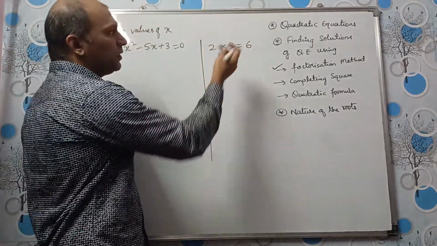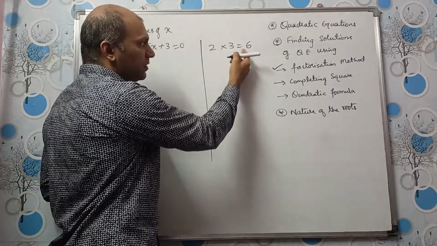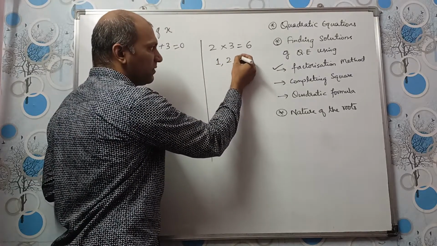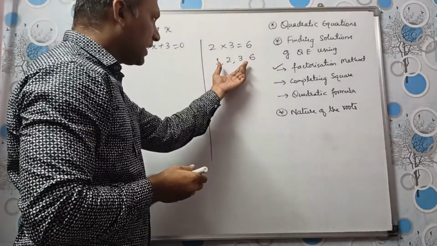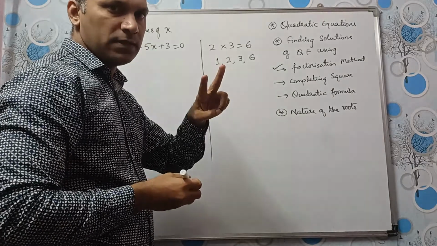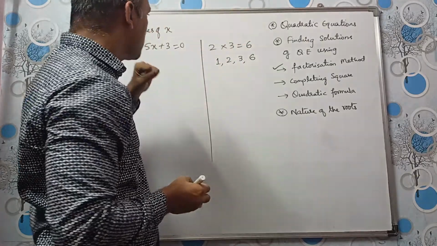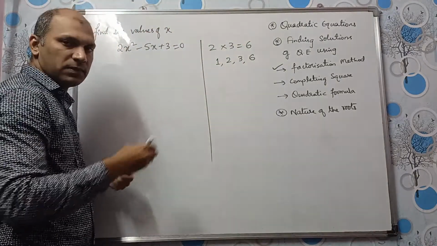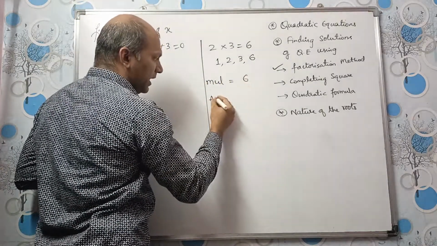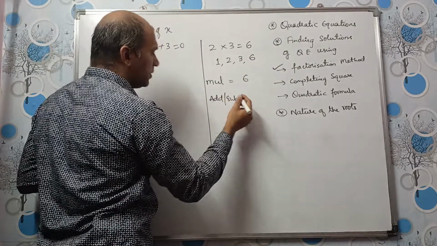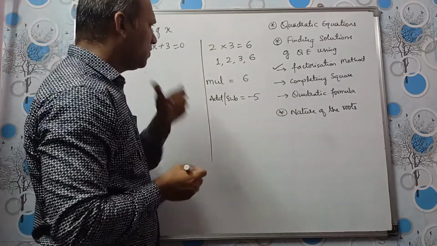Now, whatever number we get here, we need to find the factors of this number. What are the factors of 6? 1 is a factor, 2 is a factor, 3 is a factor and 6 is a factor. Out of these 4 factors, we need to select any 2 factors such that multiplication should give us this number 6, and addition or subtraction should give us the middle term. What is the middle term? Minus 5.